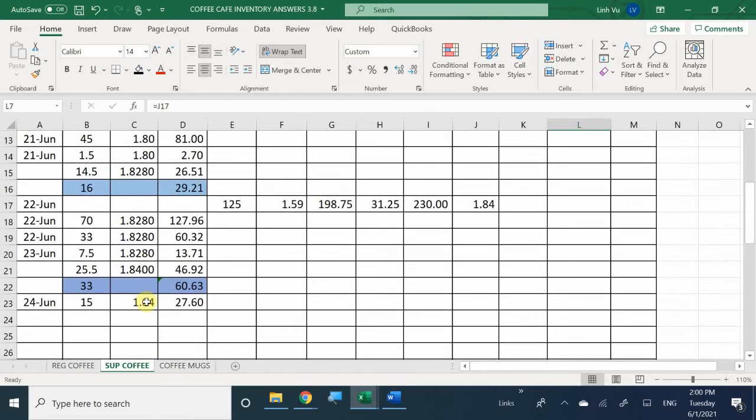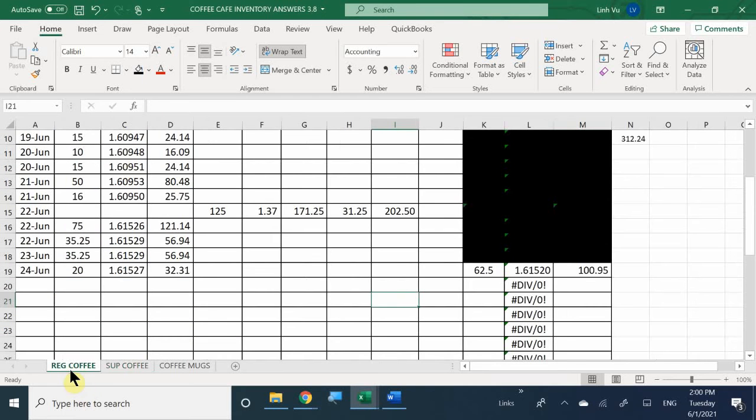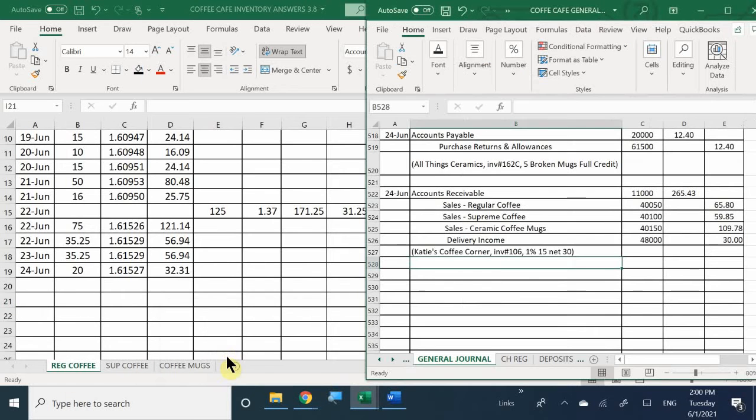Okay. All right. So we have our cost of goods sold for $27.60 and for $32.31. So what do you do with this information?